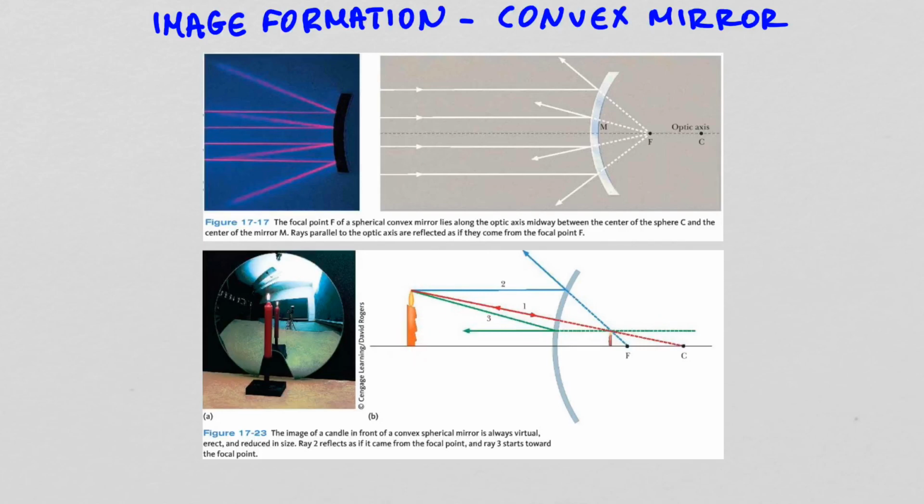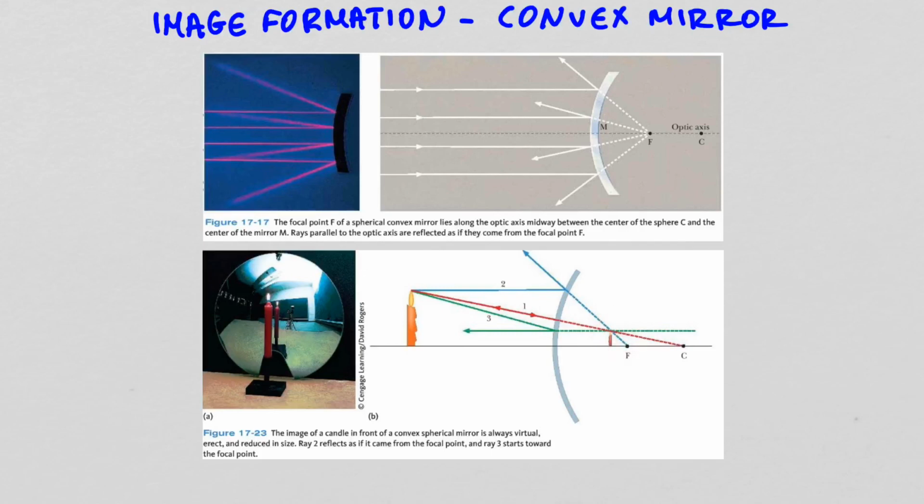The 3 rays that I discussed on the previous slide are used here again. Ray number 1 hits the mirror so that it reflects straight back. If I continue this ray behind the mirror, it is going to pass through the center of the mirror. Ray number 2 is incident upon the mirror parallel to the optic axis, and then after reflection, it diverges from the optic axis, but if I continue it behind the mirror, it passes through the focal point. Or it appears as if it's coming from the focal point.